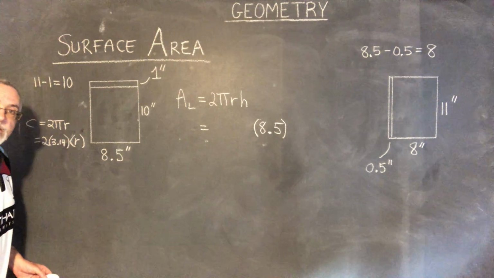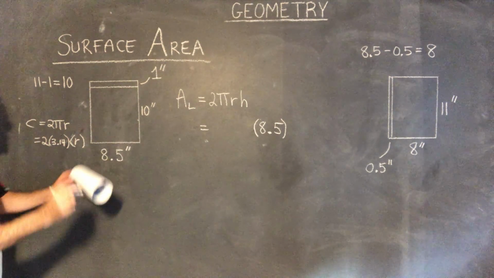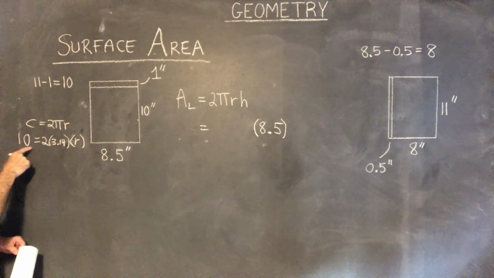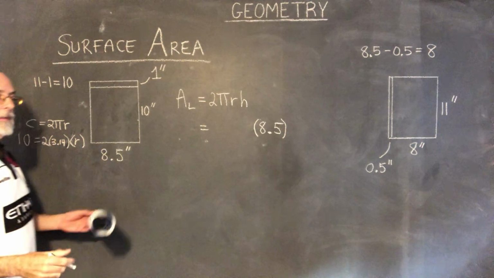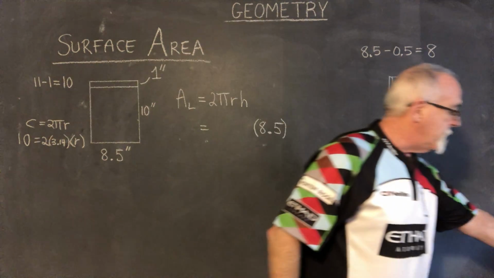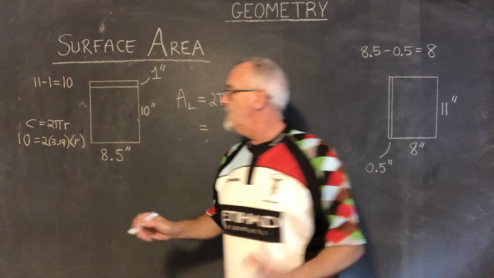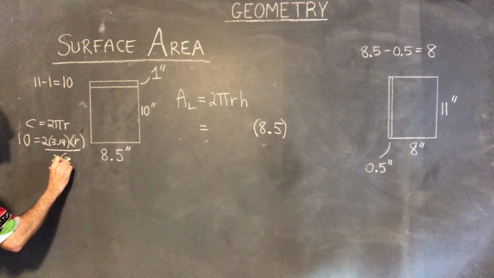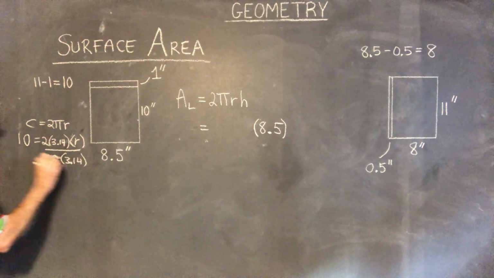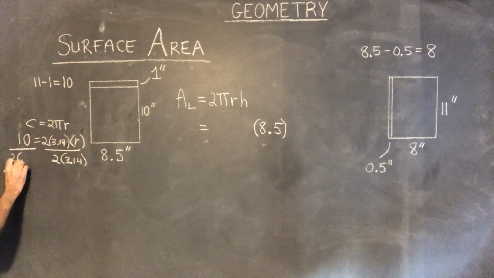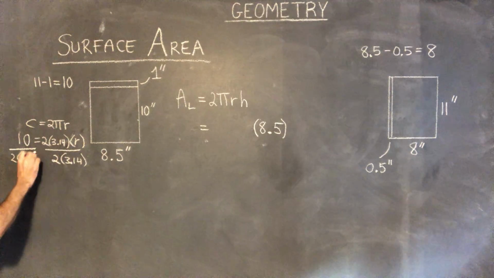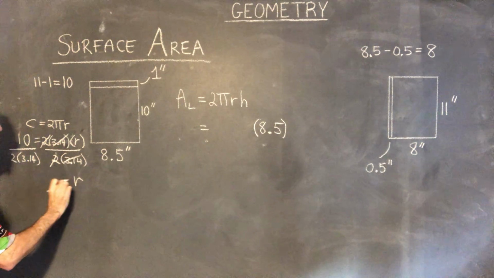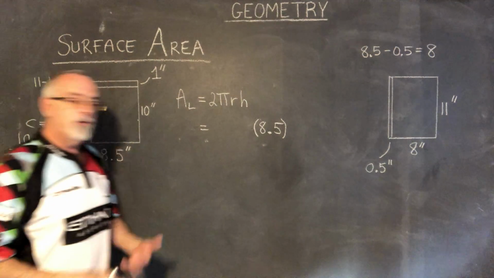I don't know the radius, but I do know the circumference. The circumference is 10 inches. So I'm writing 10 equals 2 pi r, and I'm able to find out the radius by doing the circumference formula kind of backwards. So what I'm going to do is divide both sides by 2 and pi. Cancel, cancel. My r is isolated, and it's equal to 10 divided by 2 divided by pi.